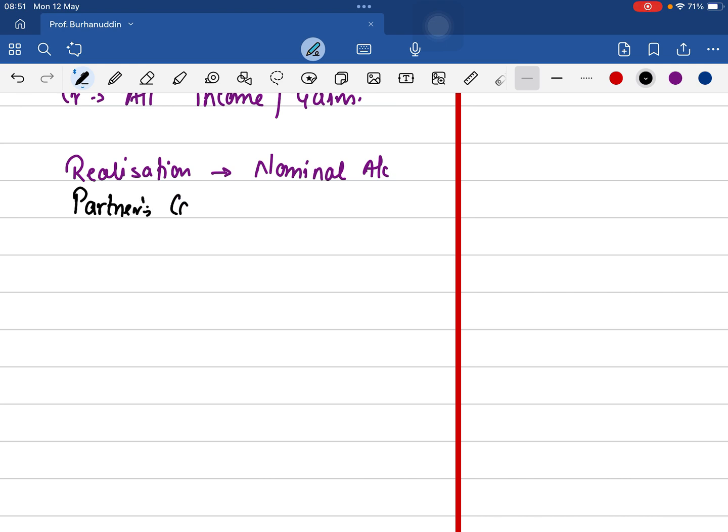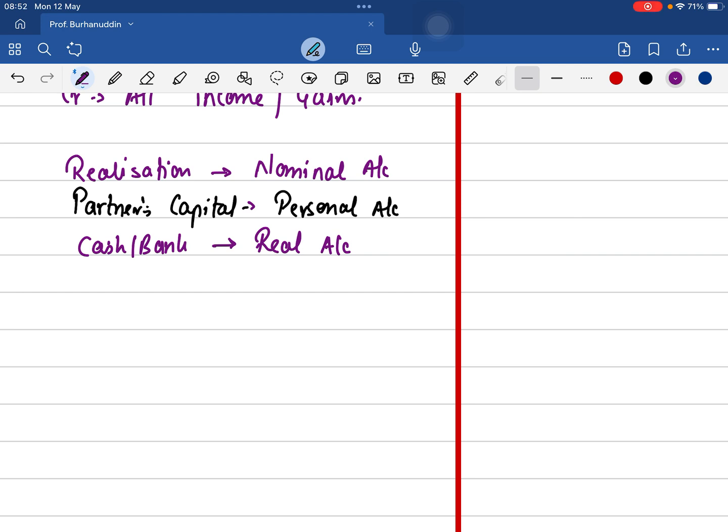It is needless for me to tell you, it is a personal account. It's a natural person, the partners. The third one that we are going to prepare is your cash account or bank account, either of these two. It's a real account. It's an asset. Cash is an asset, a real account. So, debit what comes in and credit what goes out.